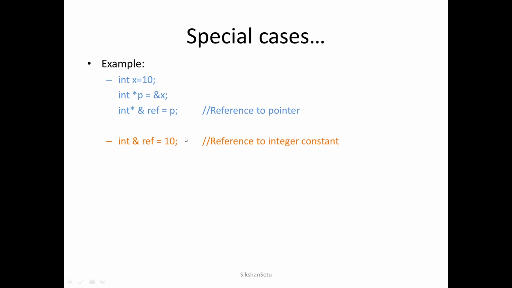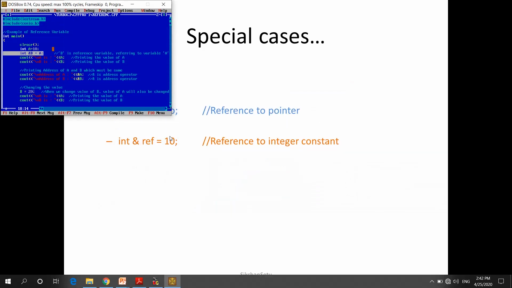And if I want to refer to a constant value, that is also possible. For this integer constant, I am writing const int &ref. So it will create a reference variable for integer type and the name is ref. It will refer to the value 10. Now let's check out this code.